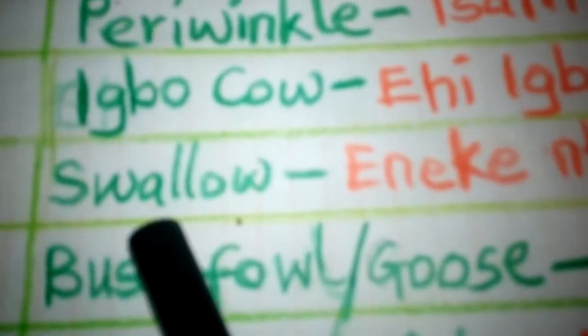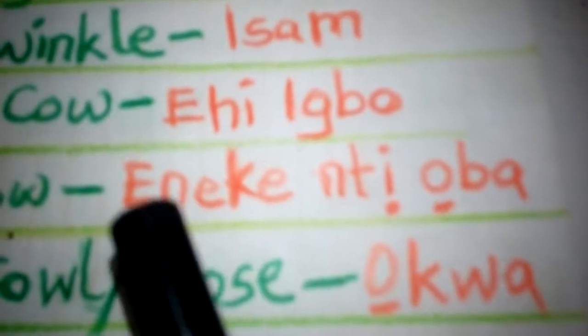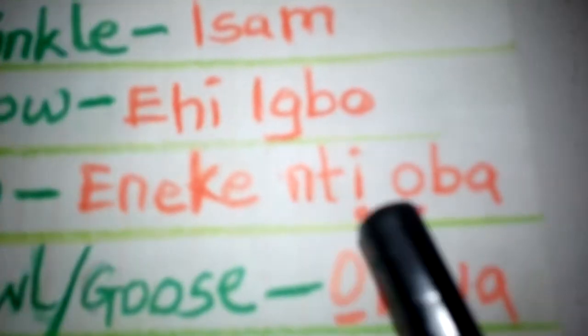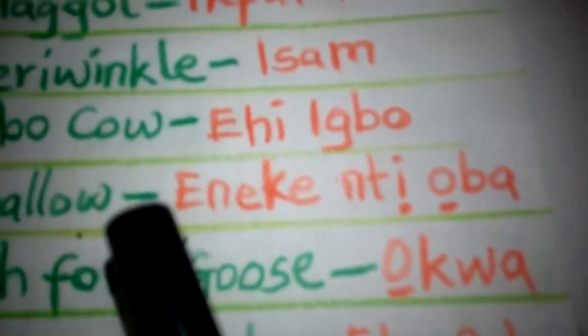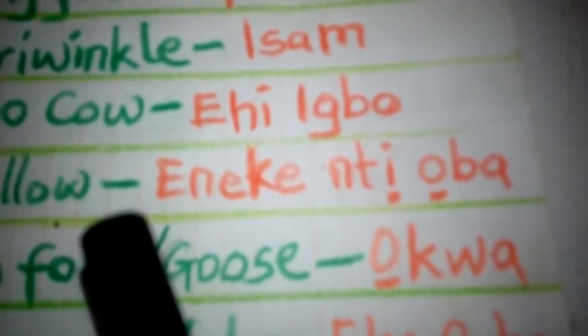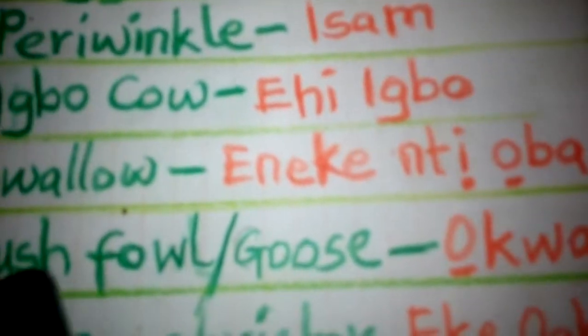Okay, swallow. Swallow is Eneken Tioba, is a bird. Eneken Tioba is a name of a bird. This bird hardly perches. Very difficult to catch it.